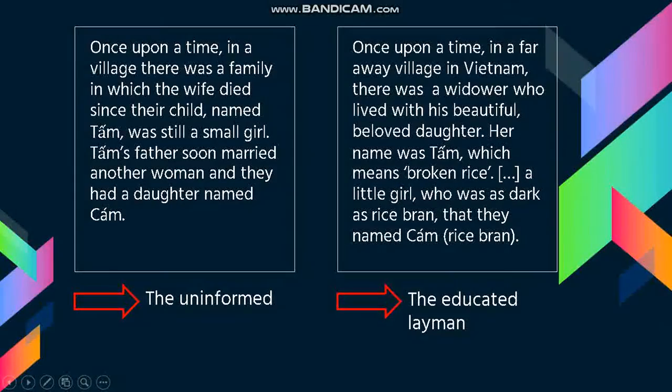Here on the slide are two different versions of the story of Tâm and Cám, translated from Vietnamese to English. The translation on the left side uses simple language which would be suitable for the uninformed target audience, while the translation on the right-hand side uses more complex words so that it would be suitable for the educated layman.